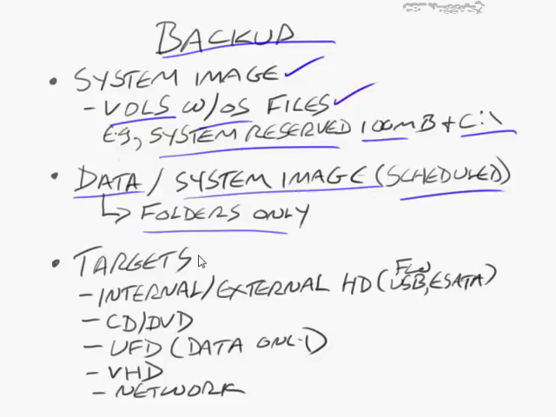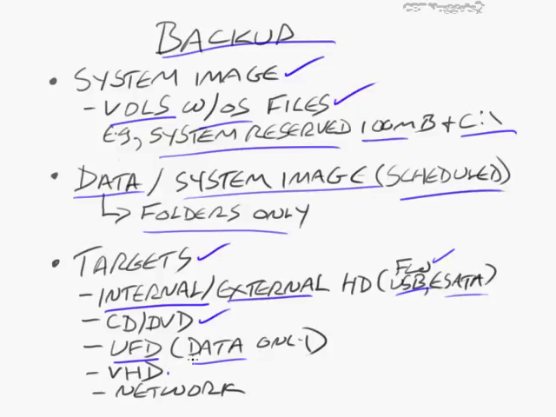Now, your backup targets, where it actually stores the backup, could be an internal or external hard drive, and that would be like something connected by a FireWire, USB, eSATA, something like that for these external ones. You can also back it up to a CD and or DVD, although you'd probably have to have multiple CDs or DVDs, and it'll just prompt you every time you need to supply a new blank one. You could back up to a USB flash drive, but that would be for data only. It will not accept a system image. Even if you have one of those ginormous 64 gigabyte USB flash drives, it still will not take.